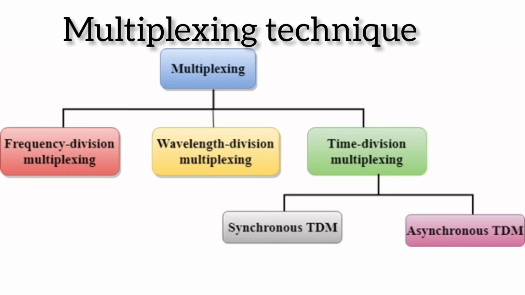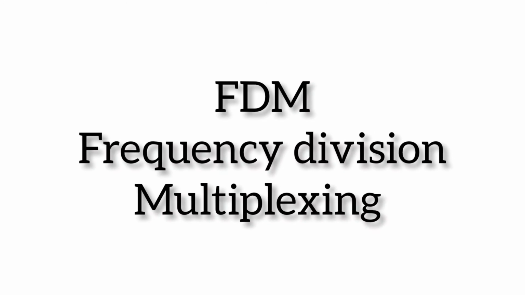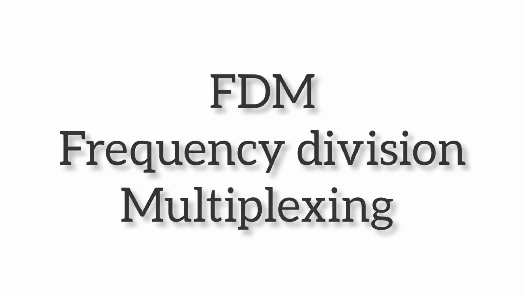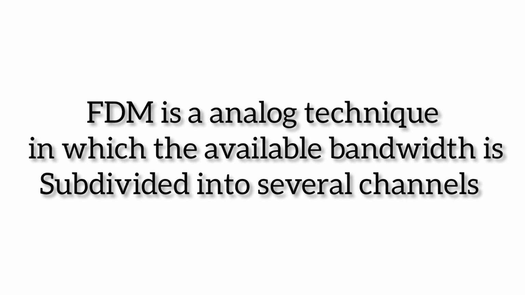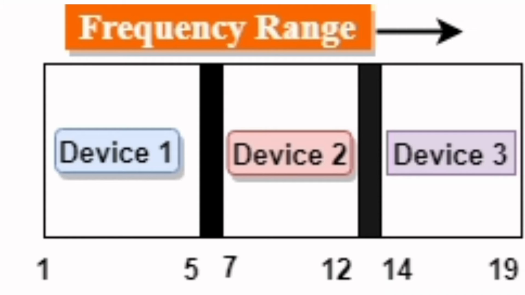The multiplexing techniques can be classified as follows. FDM is frequency division multiplexing. It is an analog technique in which the available bandwidth of a single transmission medium is subdivided into several channels, meaning all the signals are operated at the same time with different frequencies. The above diagram shows that a single transmission medium is subdivided into different frequency channels.